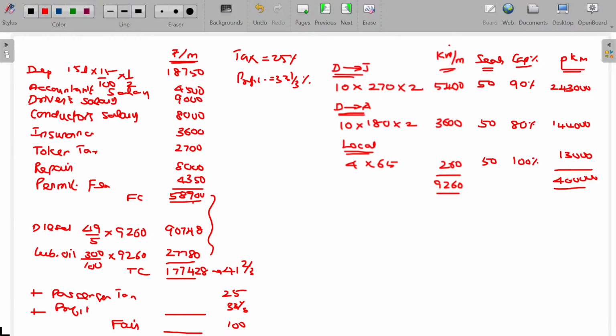If the fare being 100, out of that passenger tax 25 rupees will go, and 33 1/3 is the revenue expected. So naturally you can find out the passenger fare also. 1,77,428 into 25 divided by 41.67. Passenger tax should be 1,06,457. Profit being 1,77,428 into 33.33 divided by 41.67.